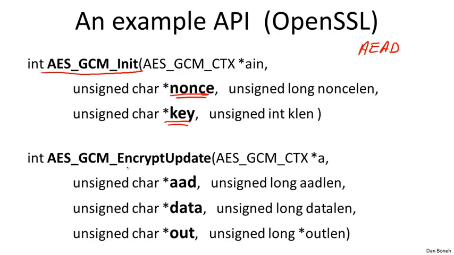After initialization, you would call this encrypt function, where you see that you give it the associated data that's going to be authenticated but not encrypted. You give it data that's going to be both authenticated and encrypted, and it gives you back the full ciphertext, which is an encryption of the data, but of course does not include the AAD because the AAD is going to be sent in the clear.